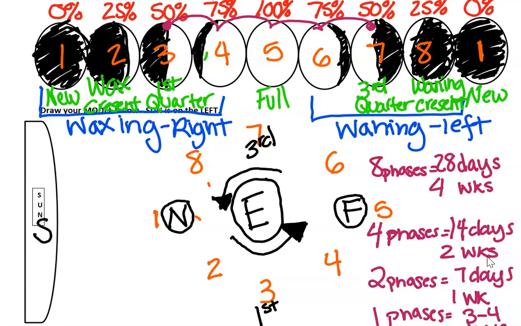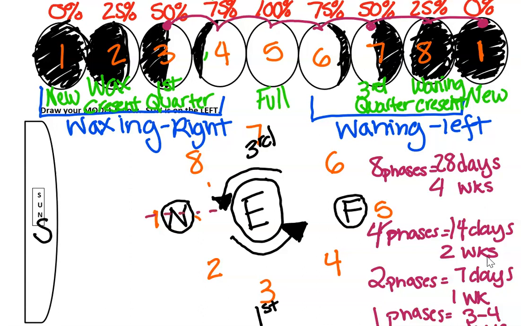Now, if I was going from first quarter to new moon, that is 1, 2, 3, 4, 5, 6 phases. Okay, so I went 6 phases. That's more than 4, but not quite all the way around. So with every 2 phases taking 7 days or a week, I went 1, 2, that's 7 days, 3, 4, 14 days, 5, 6, 21 days. So it takes about 21 days or 3 weeks to go 3/4 of the way around.